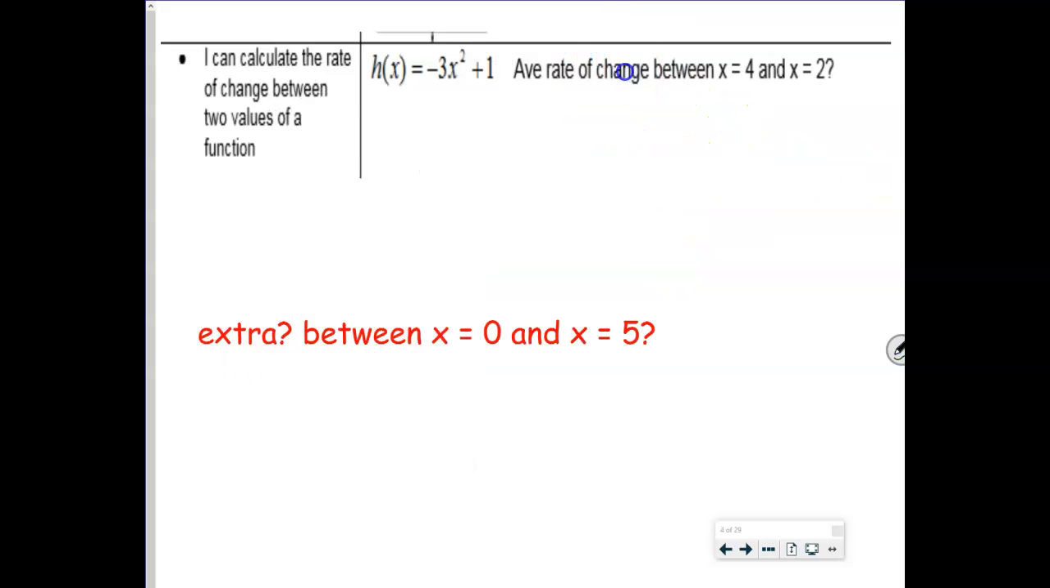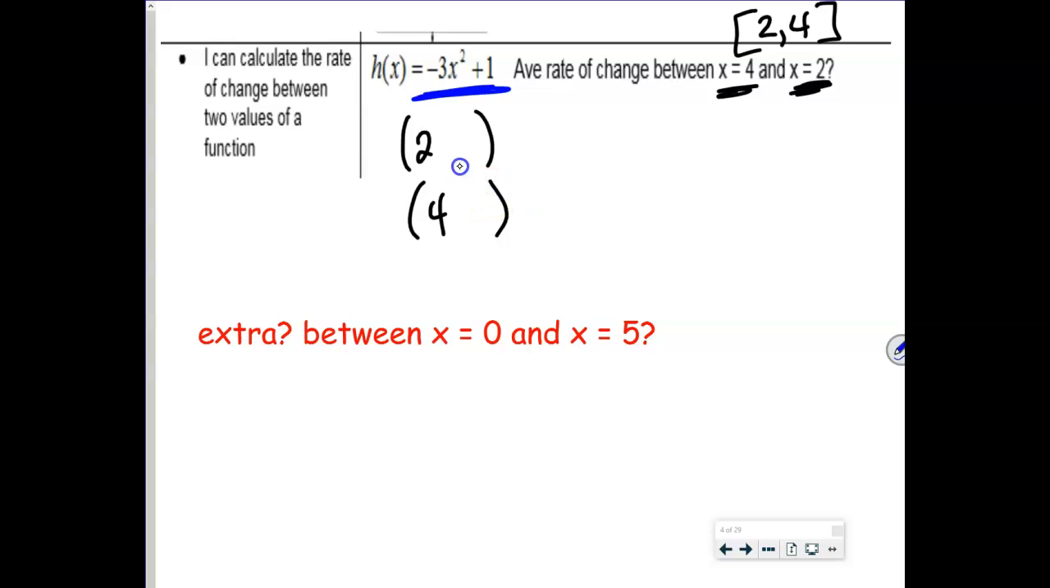Okay, average rate of change. You had a bunch of homework questions where they wrote them as an interval. So you may have seen it written like this, an interval from 2 to 4. That just meant your two x values were 2 and 4. So what I need from you guys is you got to find the ordered pairs at x equals 2 and x equals 4 in any order. Plug them into the function. And get your y values.